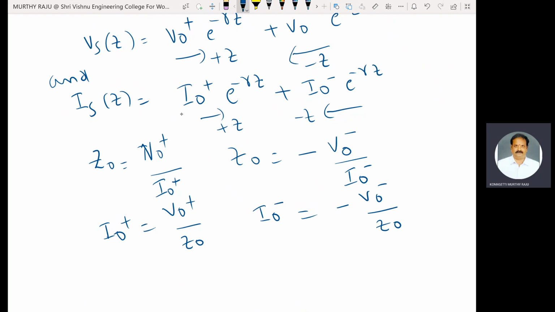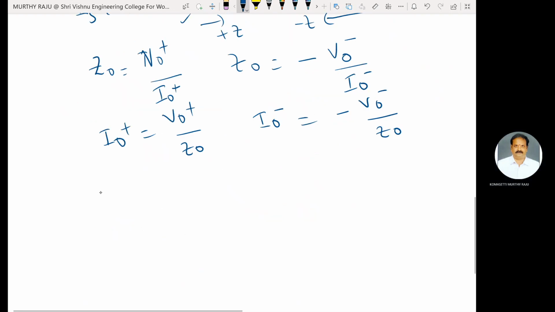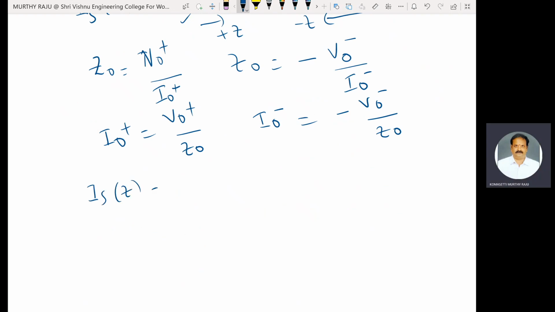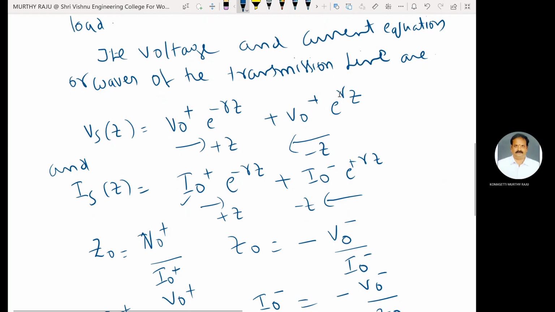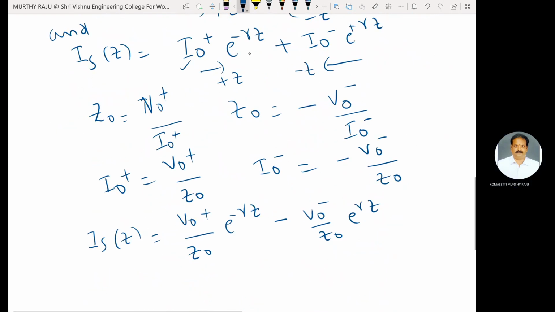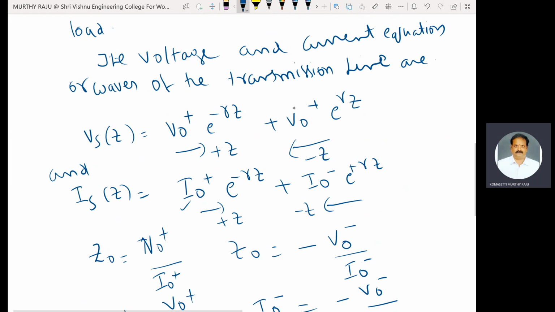Substitute I0 plus and I0 minus in that expression Is of Z. Therefore, Is of Z is equal to V0 plus by Z0 e power minus gamma Z minus V0 minus by Z0 e power gamma Z. The first term is e power minus gamma Z, and this one is e power gamma Z.